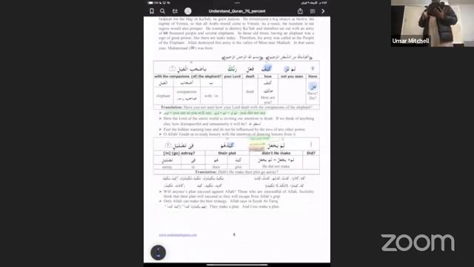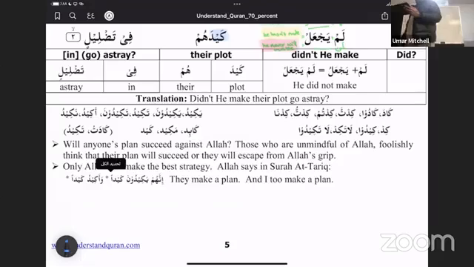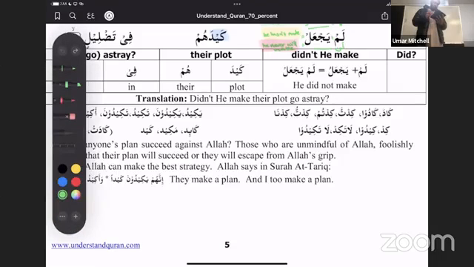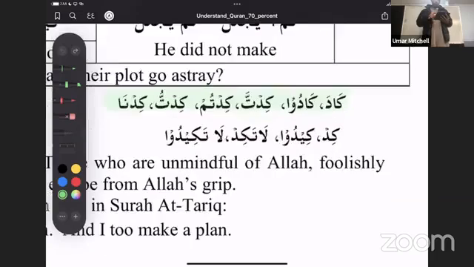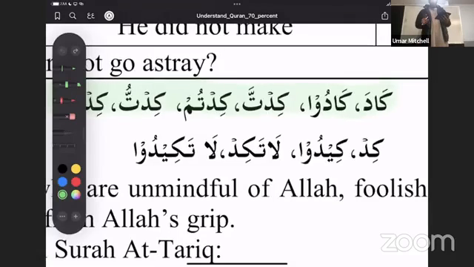Now, look underneath the line here. We have kada, kadu, kidta, kidtum, kidtu, kidna. This is exactly what we just did, isn't it, with a different word? Kada huwa, kadu hum, kidta. Now the scale changes because there's a rule here. We're not worried about it, but the aleph is a weak letter, so it's going to get dropped off. Kidta, kidtum, kidtu, kidna. Make a plot: kid. Kidu, you all make a plot. La takid, do not make a plot. La takidu, do not make a plot, you all.